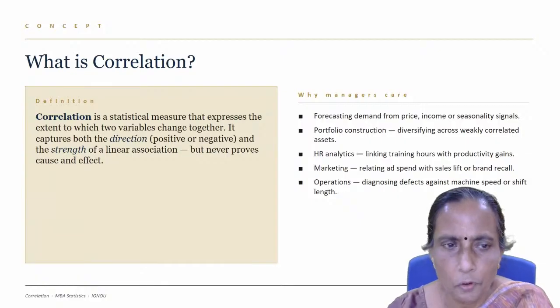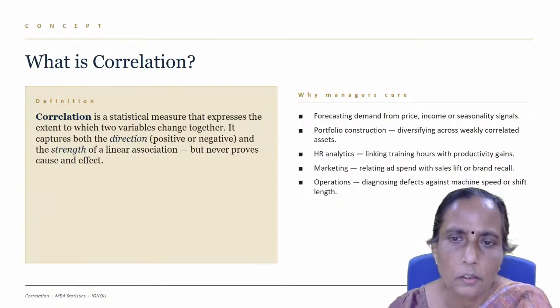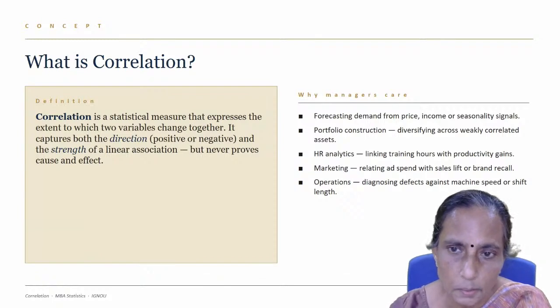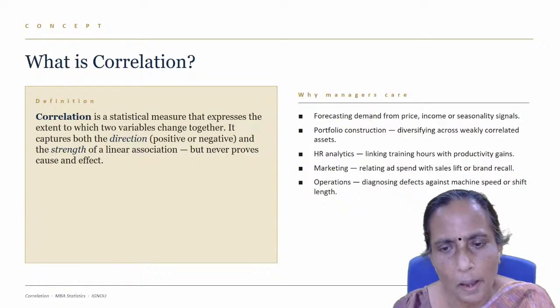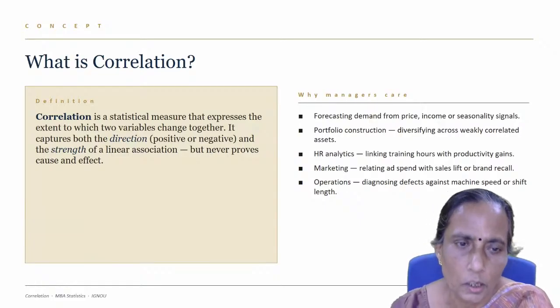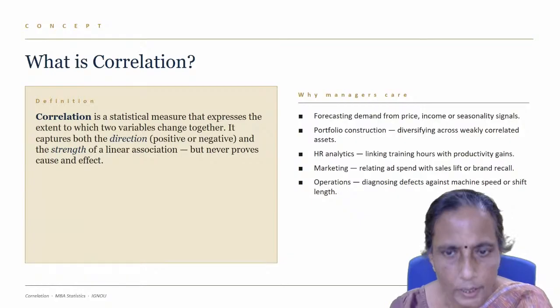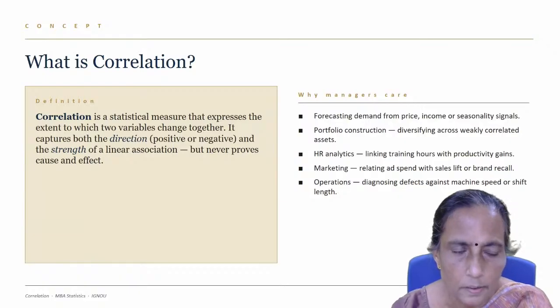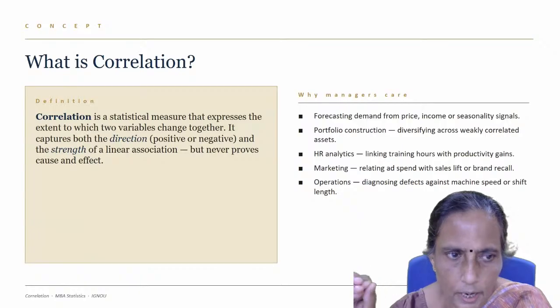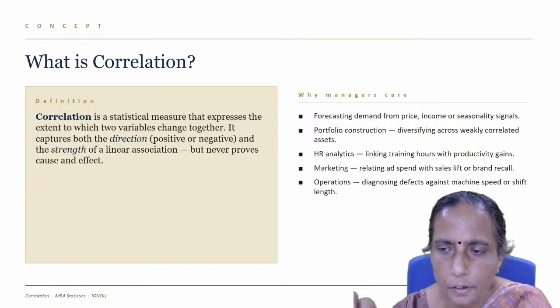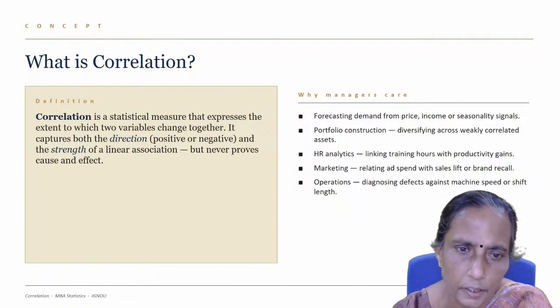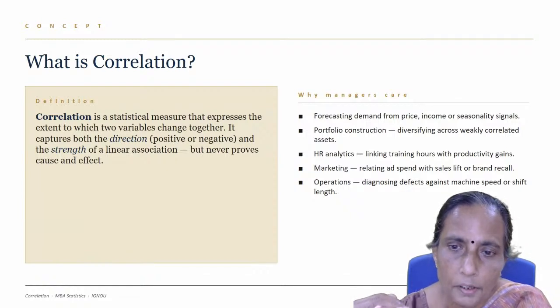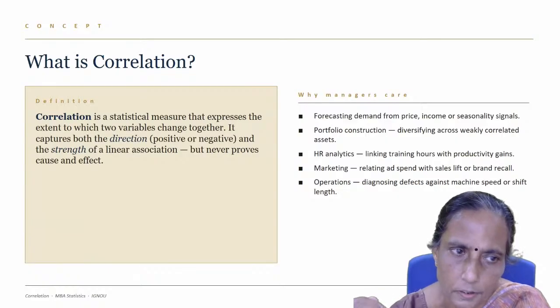So, moving forward, to start with, we should know what exactly correlation means and why managers should learn correlation, or why managers should care about it. By correlation, we mean a statistical measure which expresses the extent to which two variables change together. It captures both direction, positive or negative, and the strength of a linear association, but never proves cause and effect.